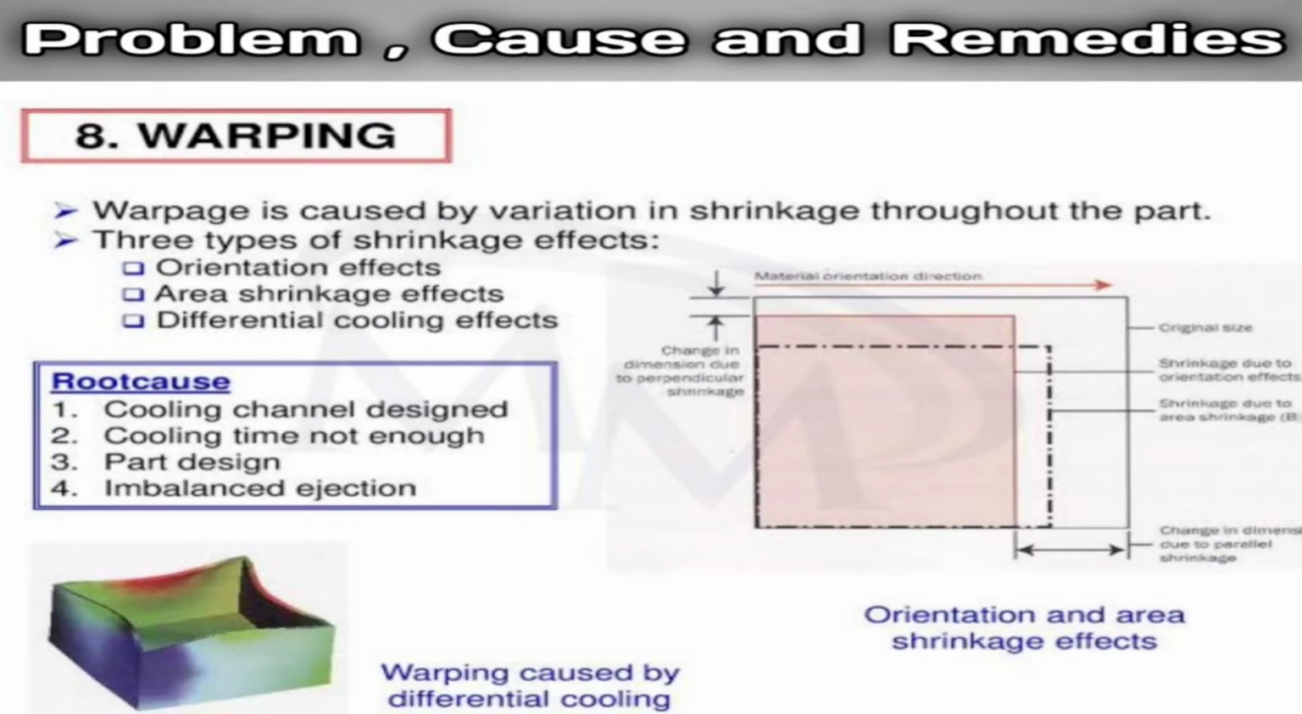Warping. Warpage is caused by variation in shrinkage throughout the part. There are 3 types of shrinkage effects: 1. Orientation effects. 2. Area shrinkage effects. 3. Differential cooling effects. Root cause: 1. Cooling channel design. 2. Cooling time not enough. 3. Part design. 4. Imbalanced ejection.